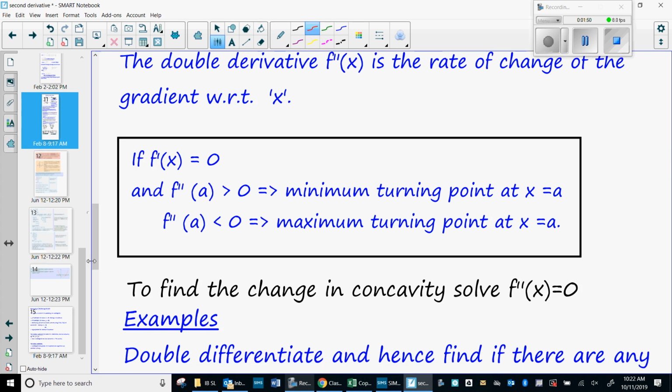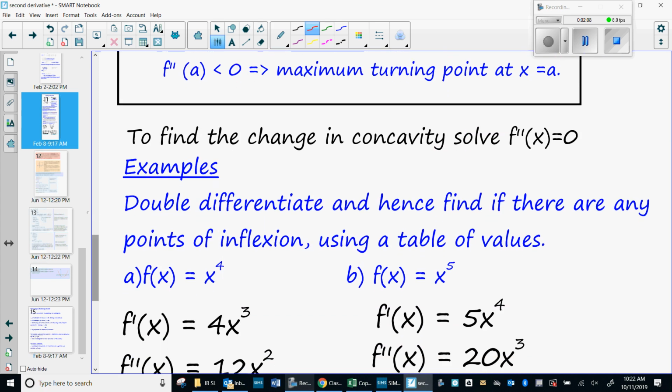We know that when the derivative is equal to 0, that's when stationary points occur. And when the second derivative is greater than 0, it's a minimum. And when the second derivative is less than 0, it's a maximum. If we're trying to find if there is a change of concavity, we find the second derivative, put that equal to 0, and solve. Then we look to the left of it, we look to the right of it, and see what has happened to the gradients.